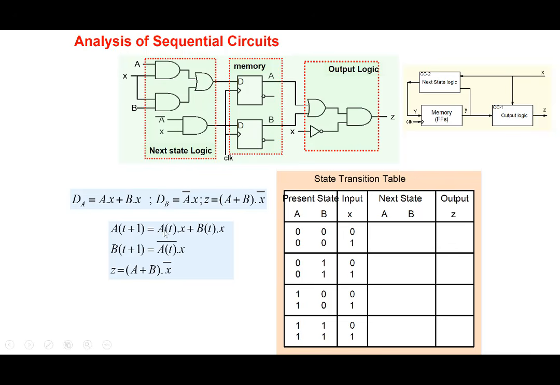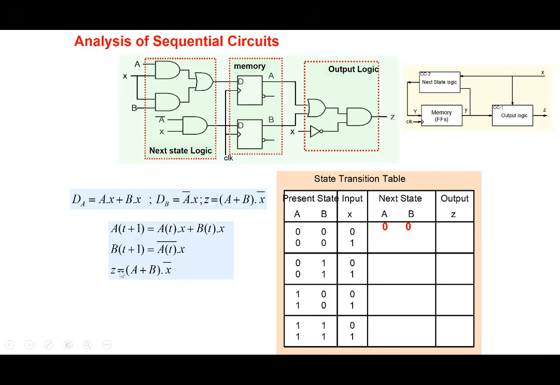Well, we can use this equation here. We can put A equal to 0, B equal to 0. Therefore, the next state of A will be equal to 0. And then what will be the next state of B? Well, we can put here A bar and X is 0, so it will be 0. So if the system is in the state 0 0, and if the input X is 0, the system stays in the same state. Next state is also 0 0.